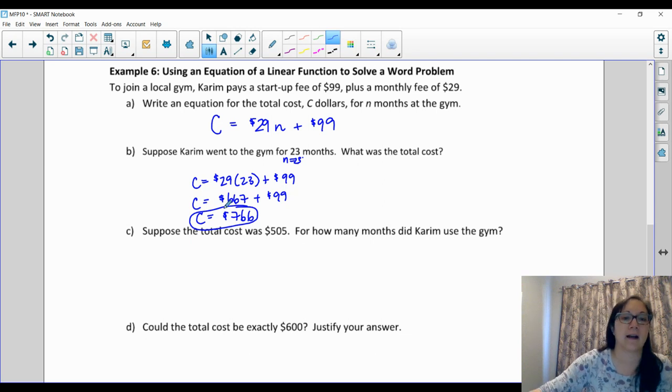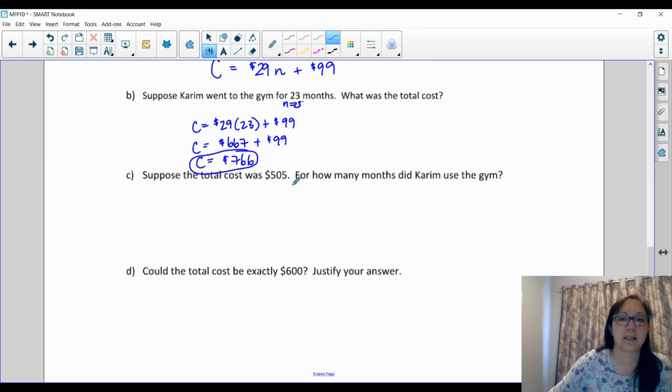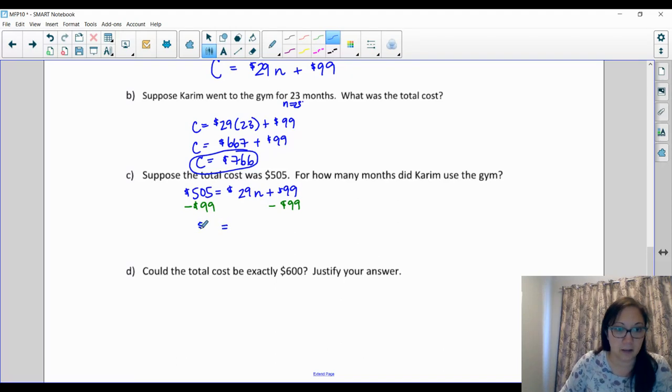Suppose the total cost was $505. For how many months did Kareem use the gym? So this time they're telling us the answer and asking us to solve for the number of months. So I'm rewriting my equation with the 505 in the place of the cost and just an n to represent the number of months. To solve this one, I'm going to start by subtracting $99, or subtracting the y-intercept, from each side. That leaves me with $406 on the left and 29 times n on the right.